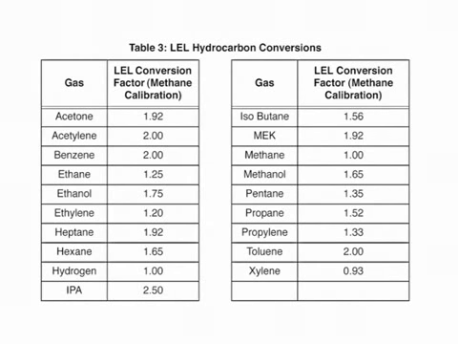To use this table, multiply the display reading on the combustible gas channel by the factor in the appropriate row to obtain the actual gas concentration. For example, if you are detecting pentane and the display reads 10% LEL on the combustible gas channel, you actually have 10% LEL times 1.35 equals 13.5% LEL pentane present.